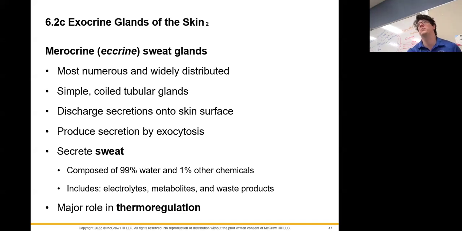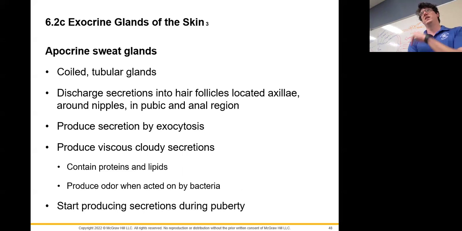But we will do that with some stuff, but primarily we're moving sodium out. But its main job is thermoregulation. Why? Because we're putting liquid on the surface of our skin, which then absorbs all the heat from the surface of our skin and evaporates, and we get evaporative cooling and we cool off.